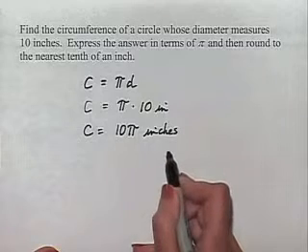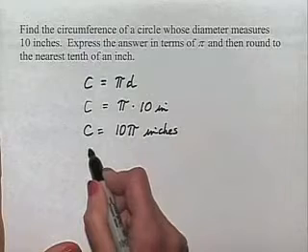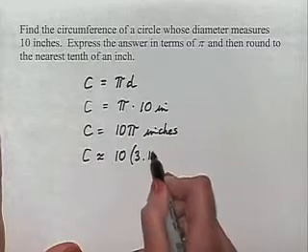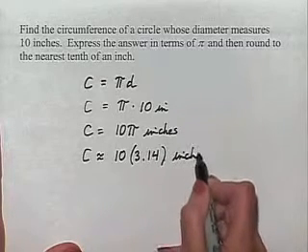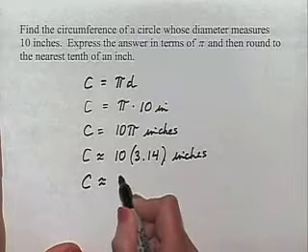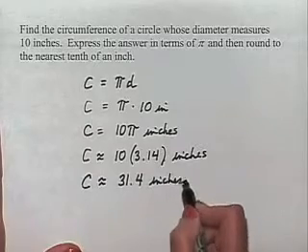That's the exact value. Now we'd like to round this to the nearest tenth of an inch. And so to do so, we can approximate the value of pi with 3.14 multiplied by 10, and we come up with our circumference approximately equal to 31.4 inches.